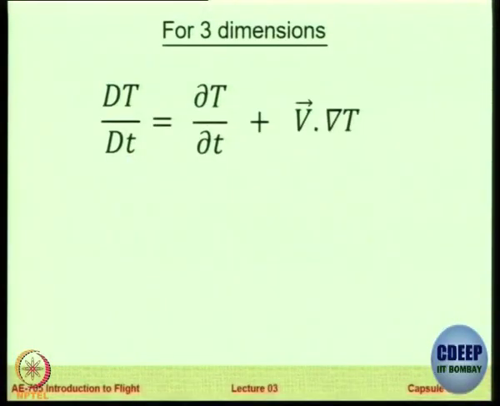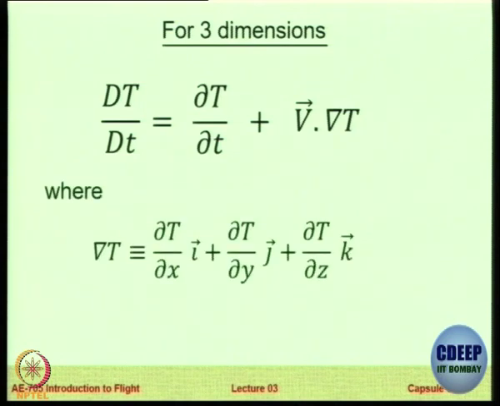So for 3 dimensional cases, the partial derivative of T with time does not change. But now v will become the v vector dot del T. Okay. So where del T will be partial derivative of T with x into i plus T with y into j plus T with z into k. So extending the dimensions, it becomes partial derivative of temperature with time plus v dot del T.